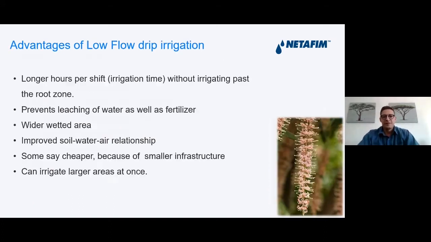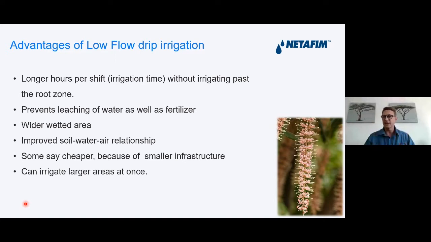If we take a look at the advantages of low flow drip irrigation, first of all, we have longer hours per shift without irrigating past the root zone. And this prevents the leaching of water as well as fertilizer past the root zone. Now, this is a very important point because this is where the trend started going to lower flows. Because what we saw is in the old days, with the higher flow drippers, 8 liter an hour and 4 liter an hour drippers, the guys would irrigate for even less than an hour, and then we would see the water go past the active root zone.